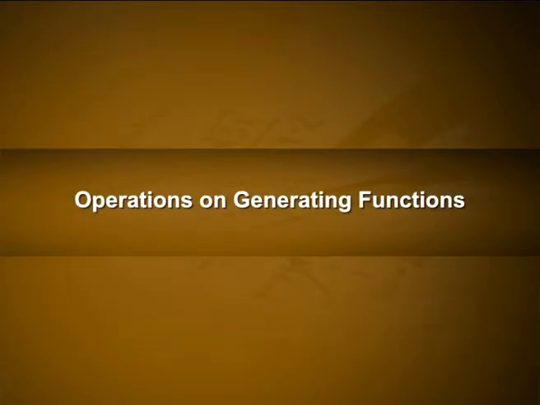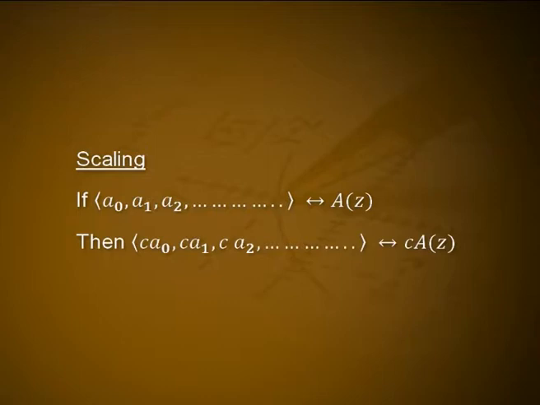Operations on generating functions. Scaling. If for the sequence A0, A1, A2, etc., the generating function is A of z, then for the sequence c A0, c A1, etc., the generating function is c times A of z.